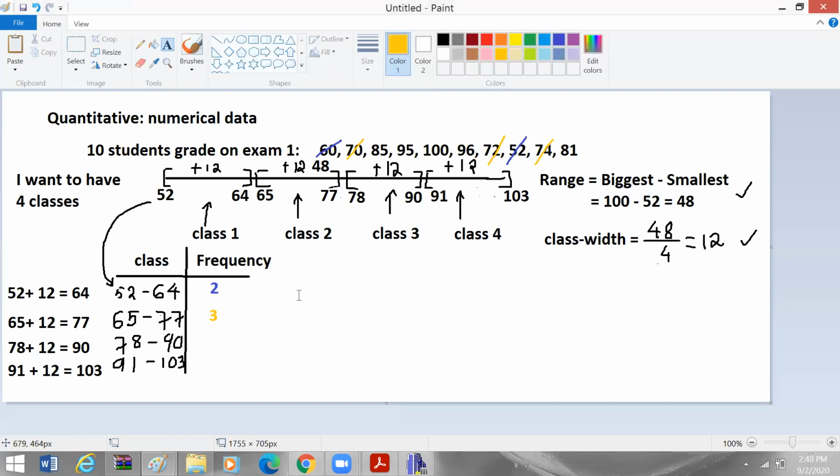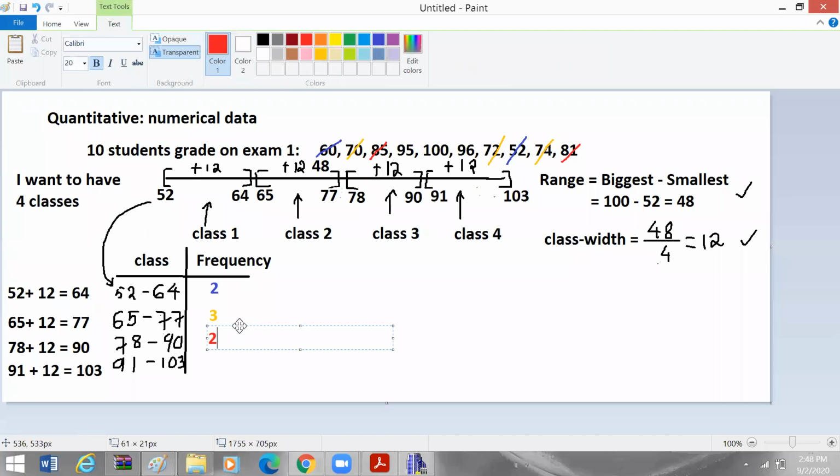Similarly, we're going to count how many data values are bigger than 78 but smaller than 90. I'm going to use a different marker for that. We have 85, correct? 85 and 81. So we also have 2 of them. Do we miss anything else? No, right?